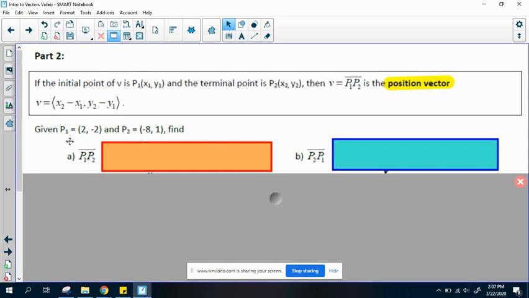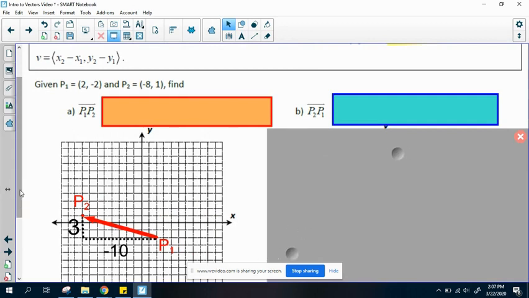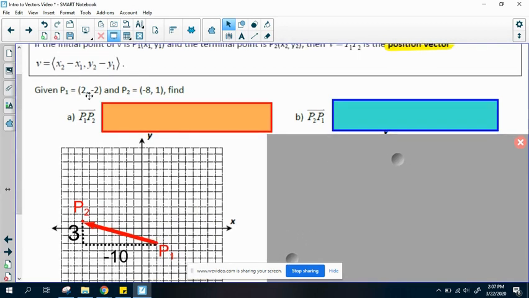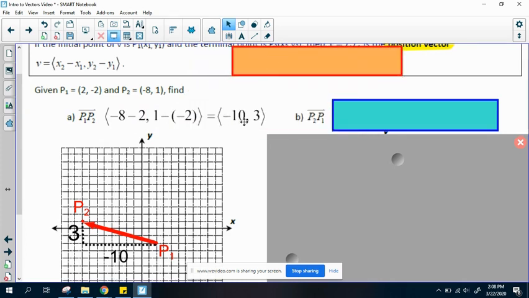Let's look at the picture first before I show you the math. If I was starting at P1, I graphed (2, -2) way over here. And I'm saying P2 is over here, which is (-8, 1), which is over here. Notice I can actually go backwards now in vector land. I can go to the left. So I'm going from this point to that point. What I'm going to do is -8 minus 2, and then 1 minus -2, and that ends up being <-10, 3>. So this is the answer in vector form.